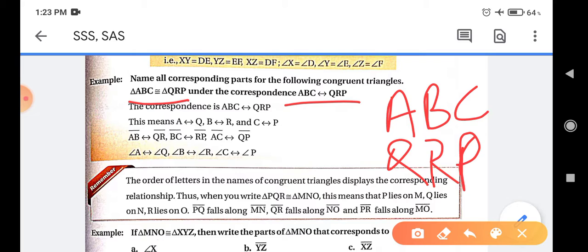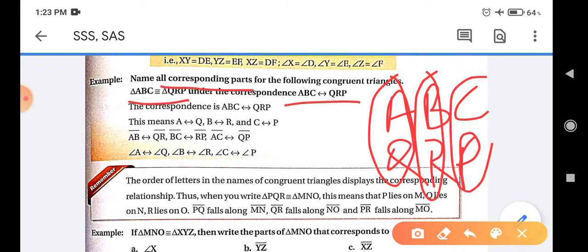So here we have to write all the corresponding parts, that is corresponding vertices, corresponding angles and corresponding sides. Corresponding vertices are: vertex A corresponds to vertex Q, vertex B corresponds to vertex R and vertex C corresponds to vertex P. Then corresponding sides: AB corresponds to QR, BC corresponds to RP and AC corresponds to QP. Similarly angles: angle A corresponds to angle Q, angle B corresponds to angle R and angle C corresponds to angle P. So these are the corresponding parts of these two congruent triangles.